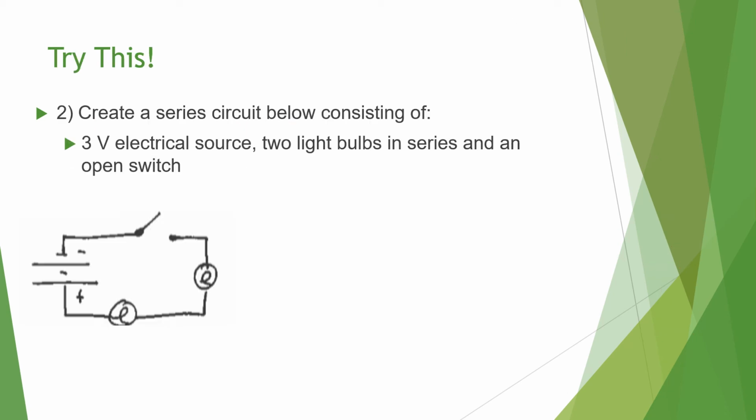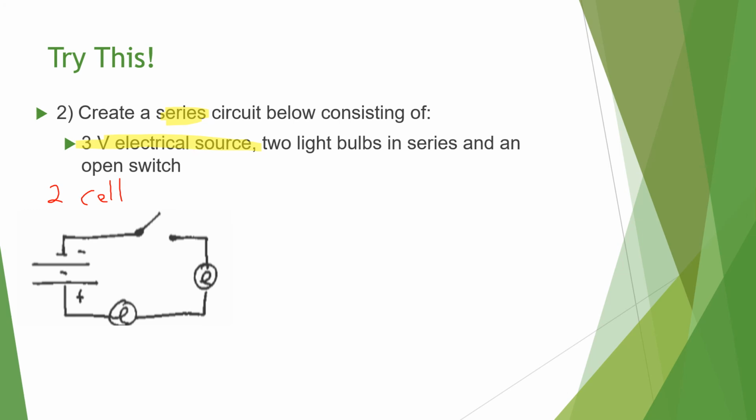Okay guys, so we're going to do a couple practice questions where we draw the circuits together. It says here, create a series circuit below consisting of. So number 1, you have to remember if it says series, you know there's only going to be one path for the electrons to flow. I have the example here already, but I'm going to walk us through how we get there, step by step with the information given. So we have a 3-volt electrical source. We need to remember that 3 volts is equal to a 2-cell battery, right? Because one cell is 1.5 volts, so 3 volts is 2 cells.